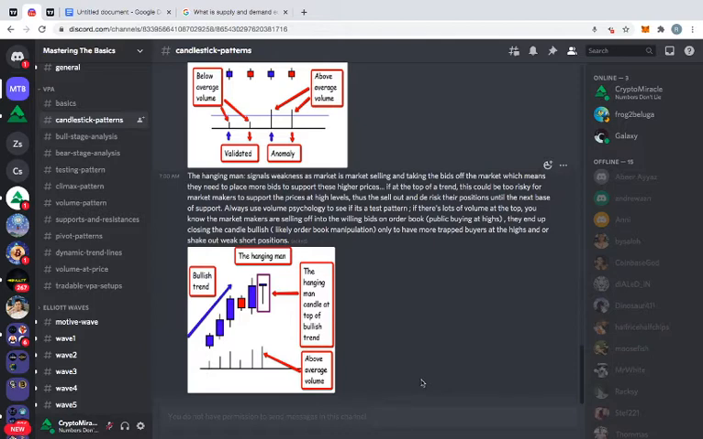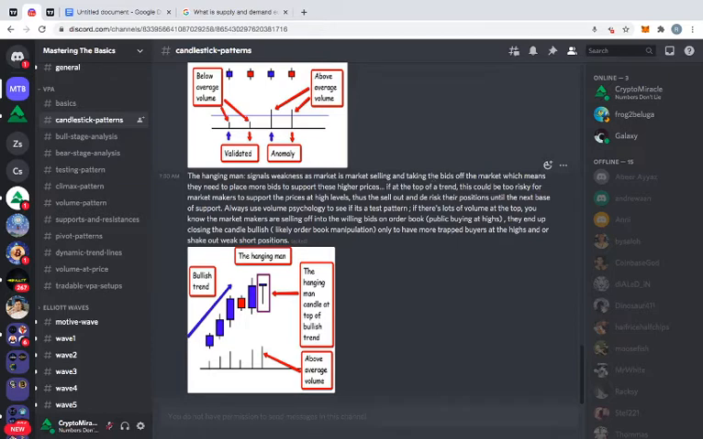And that's where people basically sit on losses and get liquidated, because they trade off emotions and not off strategies, which you need to do in order to be a successful trader, as Gann says. The hanging man signals weakness in the market.